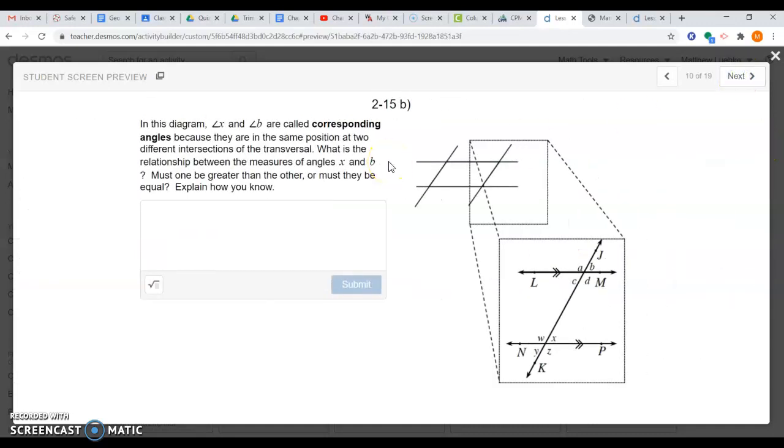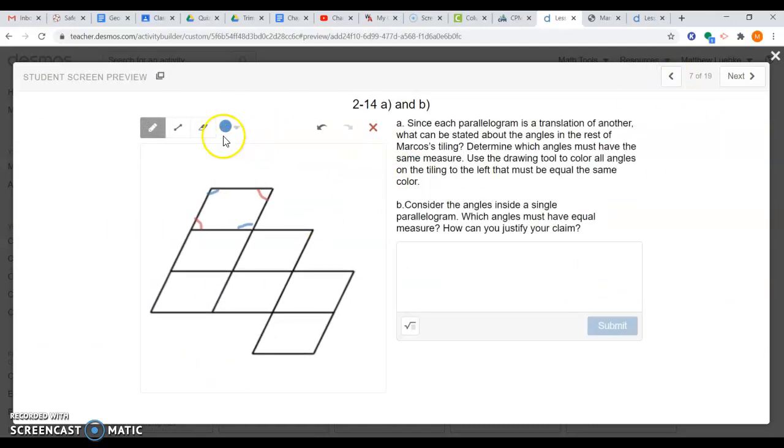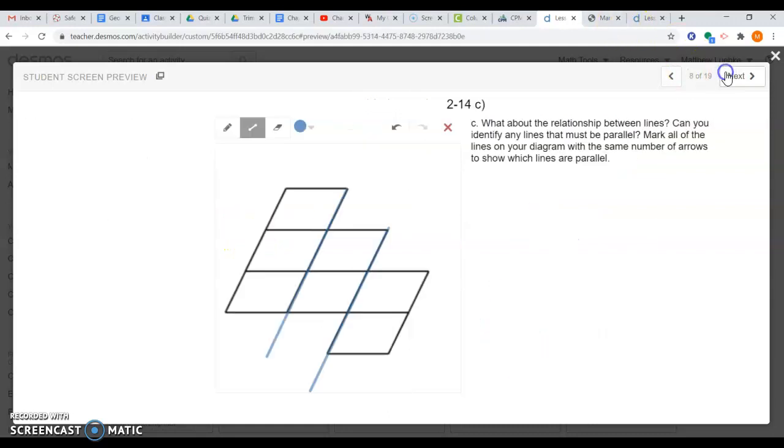Moving on, we have a big vocab word here. We talked about some angle relationships in 2.1.1. We talked about supplementary, complementary, and vertical angles, and now we have corresponding angles. What they say is angle X down here is corresponding to angle B. And if you go back to the colored angles here, what they're really saying is that this blue angle right here and this blue angle right here are corresponding.